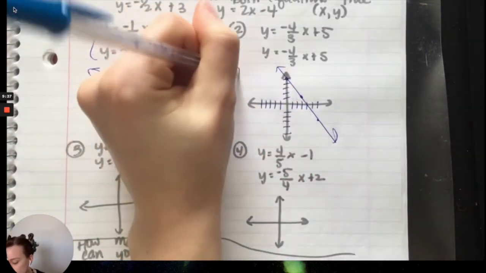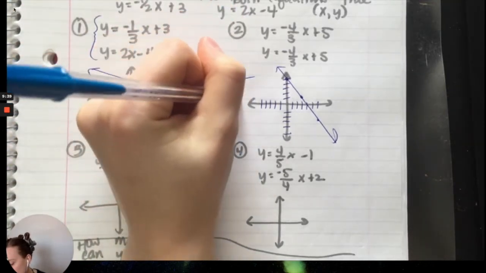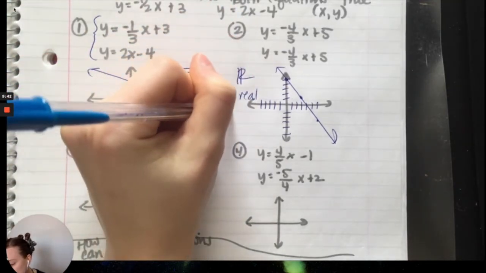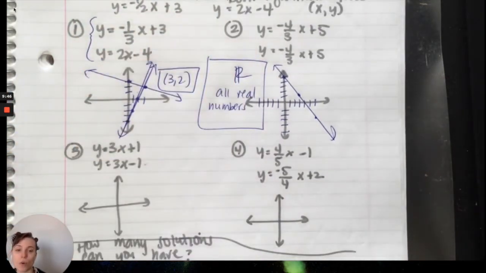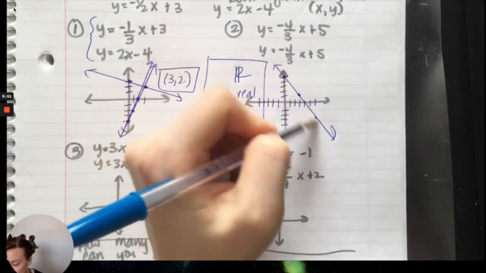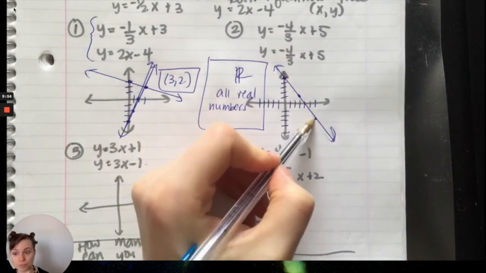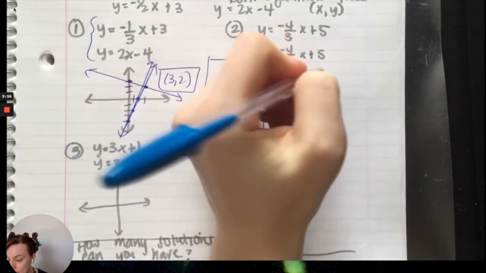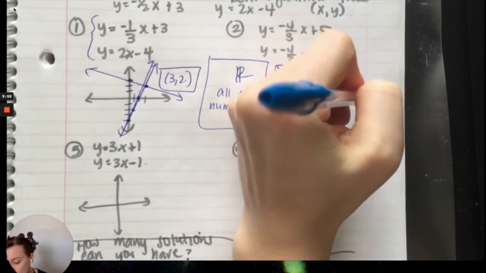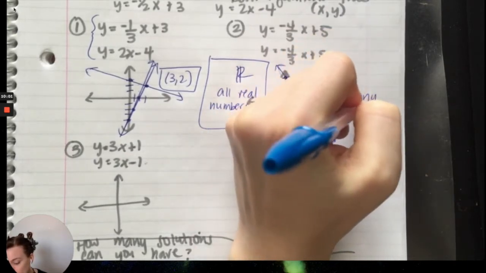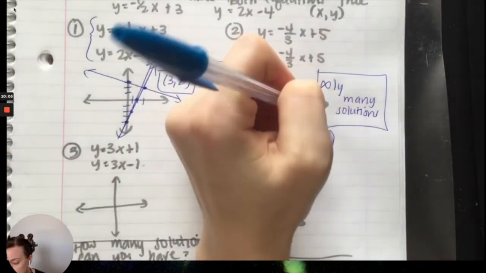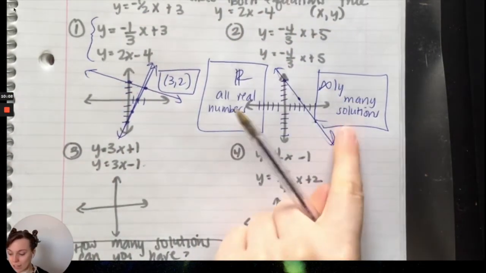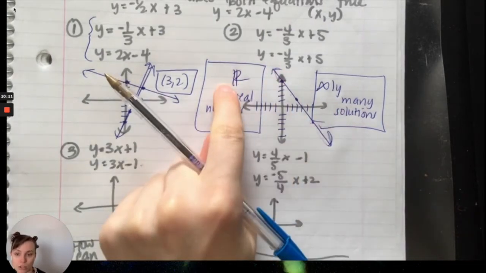So my solutions here are all reals, or all real numbers. Both of these are ways that you can write that. You can do the fancy R, which stands for the set of all real numbers, because both lines intersect at every single solution. So there are infinitely many solutions. Now those solutions are all real numbers, but if they're asking how many solutions, there's infinitely many solutions because the solutions are all reals.